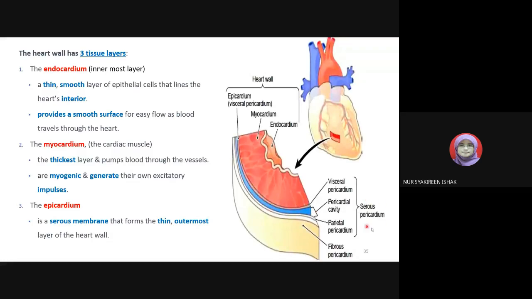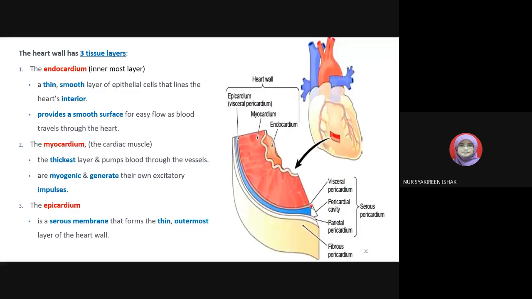Which is part of the serous pericardium we saw earlier. The serous pericardium consists of the parietal pericardium, the visceral pericardium, and the pericardial cavity, which is filled with pericardial fluid. The visceral pericardium is also the epicardium, so they are the same term. It is the outside layer of the heart, a serous membrane that forms the thin outermost layer of the heart wall. So three layers: endocardium, myocardium, epicardium.